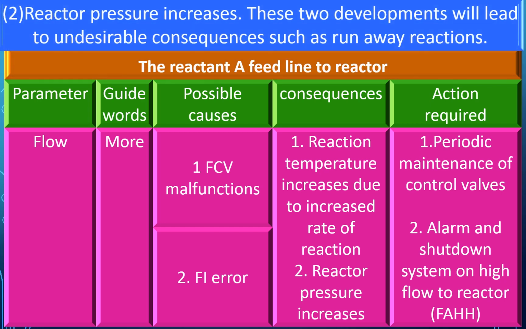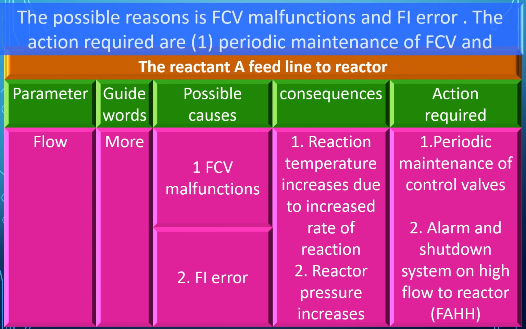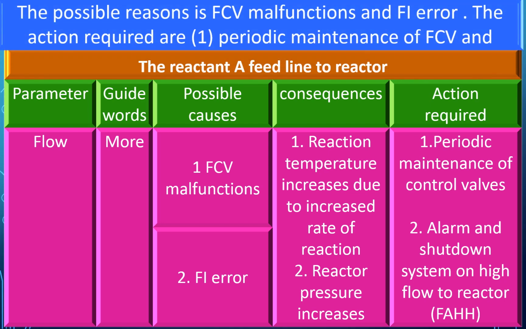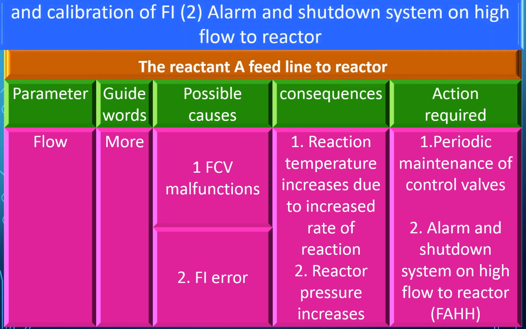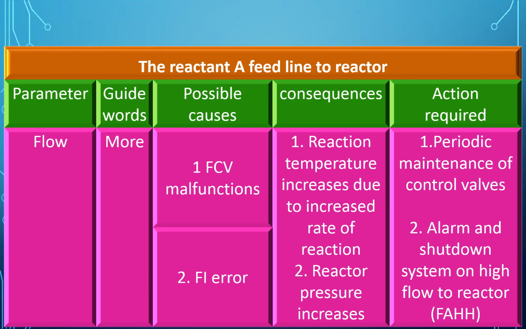2. Reactor pressure increases. These two developments will lead to undesirable consequences such as runaway reactions. The possible reasons are FCV malfunctions and FI error. The actions required are 1. periodic maintenance of FCV and calibration of FI. 2. Alarm and shutdown system on high flow to reactor.